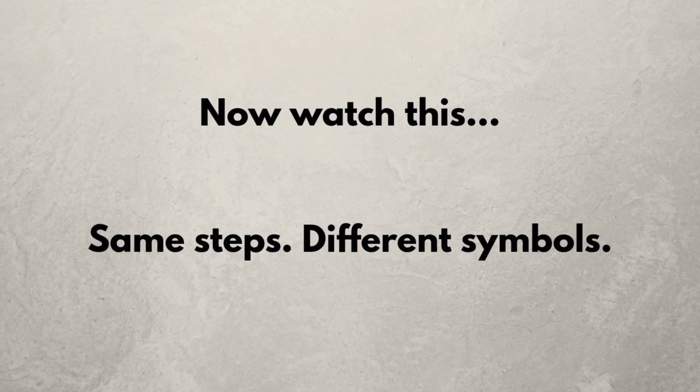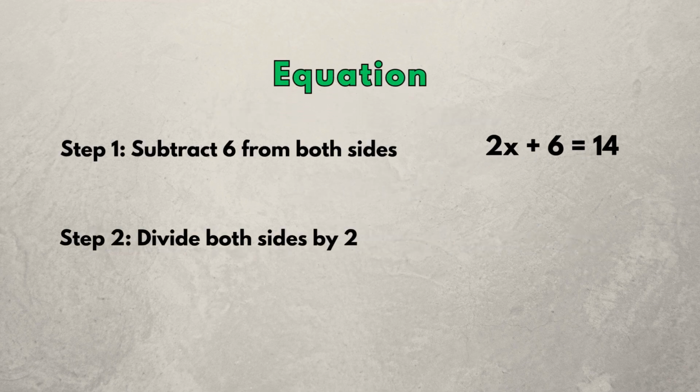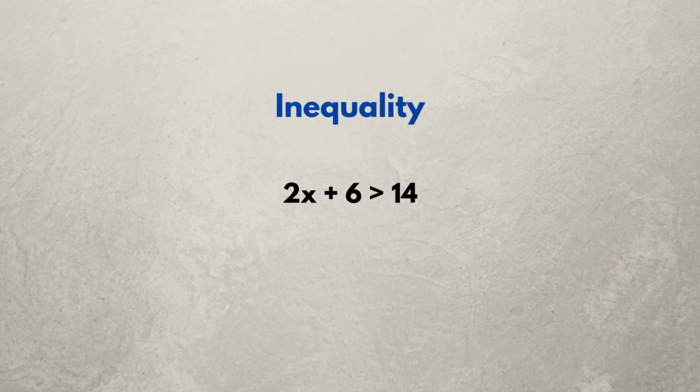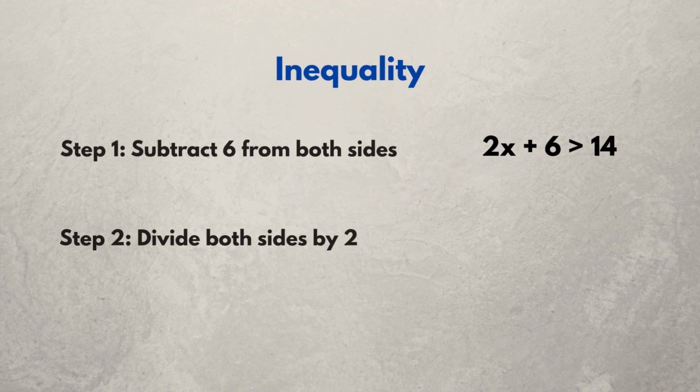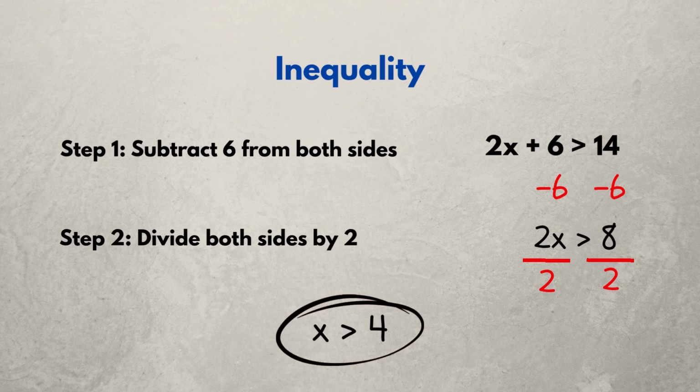Now watch carefully. We'll solve the exact same problem once as an equation and once as an inequality. Here's the equation: 2x + 6 = 14. Subtract 6 from both sides to get 2x = 8, then divide by 2 to get x = 4. Now the inequality: 2x + 6 > 14. Subtract 6 to get 2x > 8. Then divide by 2 to get x > 4. Same steps as the equation.